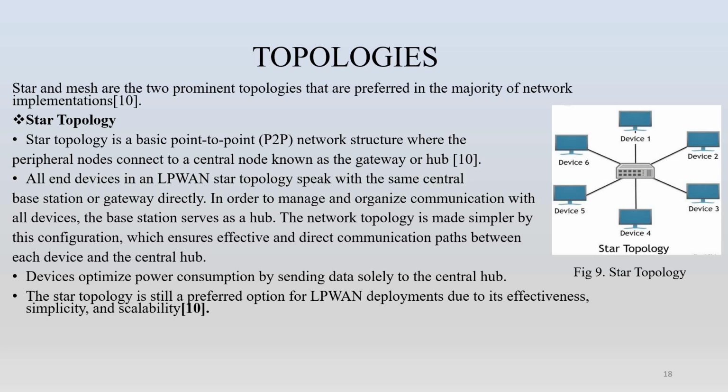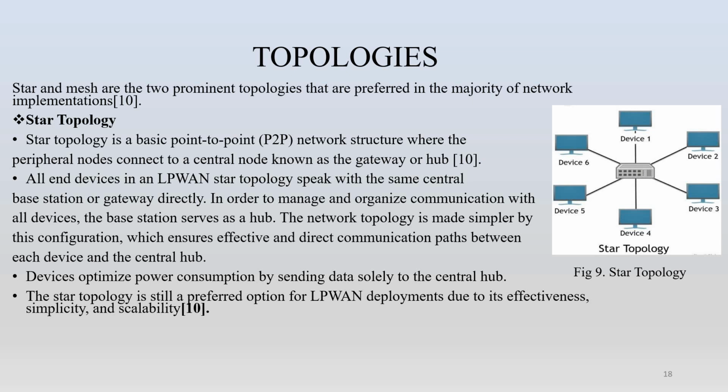Those are the two prominent topologies that are preferred in the majority of network implementations. So coming to the star topology part, all devices are connected to a central hub or switch. It relies on the central hub. If the hub fails, the entire network can be affected. Star topology can be less scalable, as adding more devices may require upgrading the central hub.